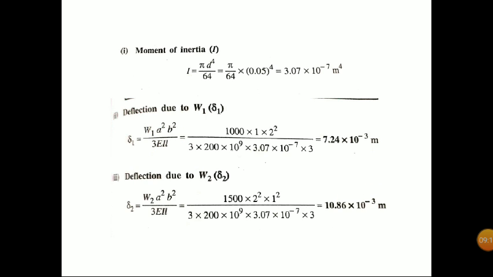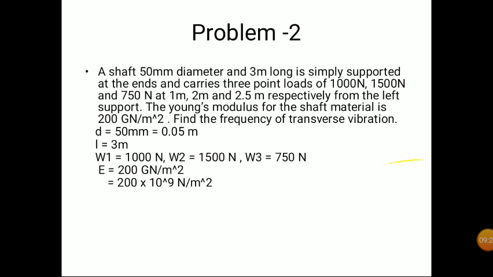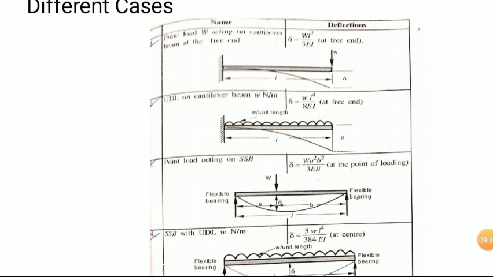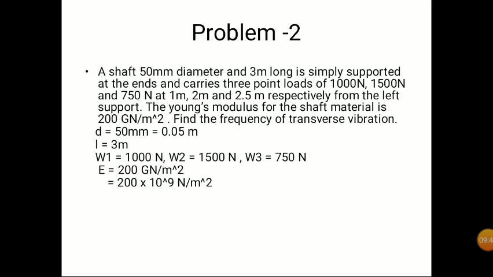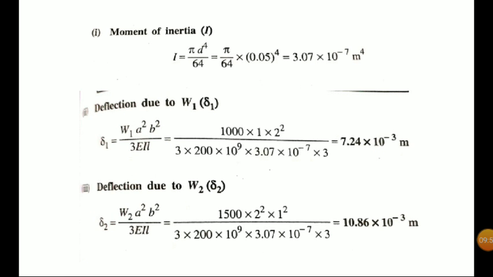So what we are doing here is first finding the moment of inertia. Diameter is already given, so I equals pi d raised to 4 by 64, since it is a circular shaft. Then we are finding the deflection due to W1, since it is a point load. Since all these are point loads, which equation are we using? It is given as a simply supported beam with point loads, so different loads are acting. This is the case of a point load acting on a simply supported beam, so we use that equation. What is the equation? W a square b square by 3 EIL.